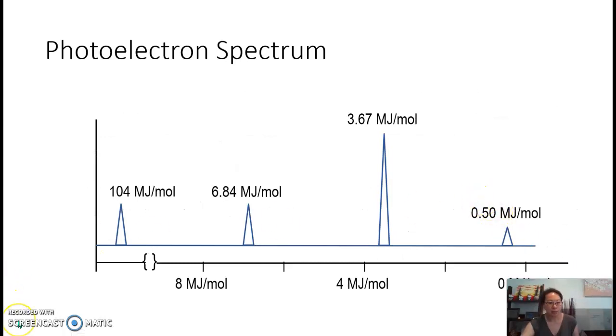So let's take a look at this spectrum, and then I'll walk through how we can figure out a spectrum. If you were presented with this, remember that your outermost electrons are here. These are the electrons that require the least amount of energy, and then you've got your core electrons here. And again, notice that break. It's a huge difference from 104 to 6.84. Too much to put on a graph, so they just truncate it or make it shorter.